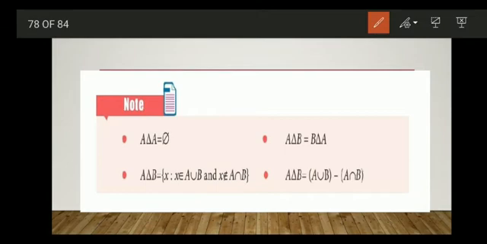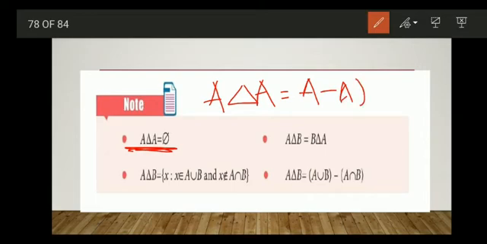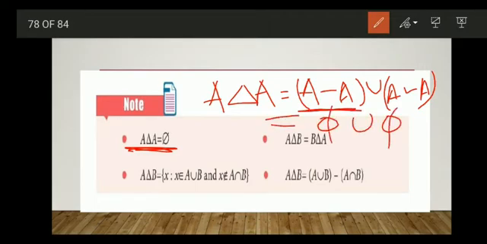What will be the symmetric difference of A and A? That is, A symmetric difference A. We know that A symmetric difference B will be equal to A difference B union B difference A. So A symmetric difference A will be equal to A difference A union A difference A, right? And we know that A difference A is empty. Why? When you consider the elements of A other than the elements of A, there is nothing, right? So empty union empty. So A symmetric difference A will be equal to the empty set.